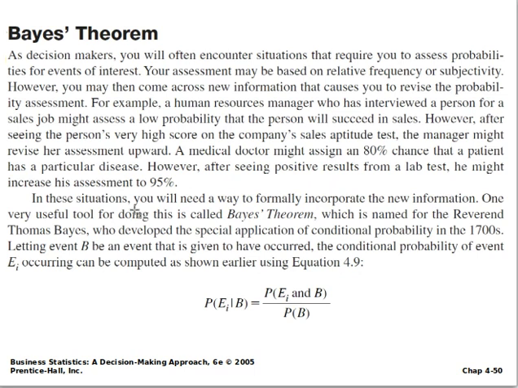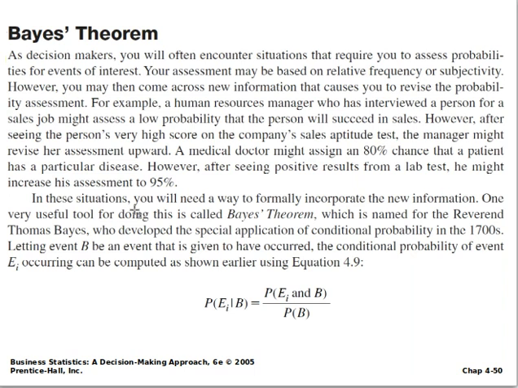Now there's also this Bayes theorem. What is the Bayes theorem? As decision makers, you will often encounter situations that require you to assess probabilities for events of interest. Your assessment may be based on relative frequency or subjectivity. However, you may then come across new information that causes you to revise the probability assessment.